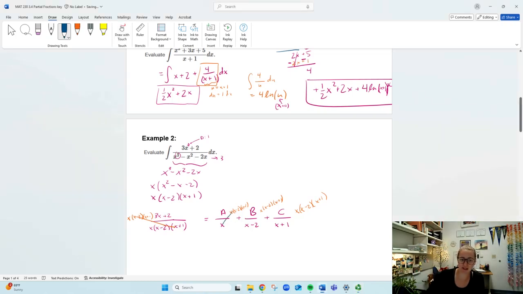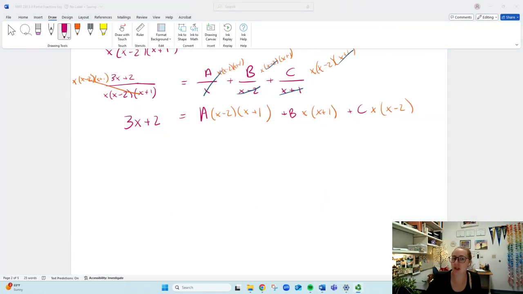So these x's are going to cancel out. This x minus 2 and this x minus 2 are going to cancel out, and my x plus 1 and my x plus 1 are going to cancel out. So really, a will just get multiplied by x minus 2 times x plus 1. B will get multiplied by x times x plus 1. And c will get multiplied by x and x minus 2. I'm going to go ahead and write that.